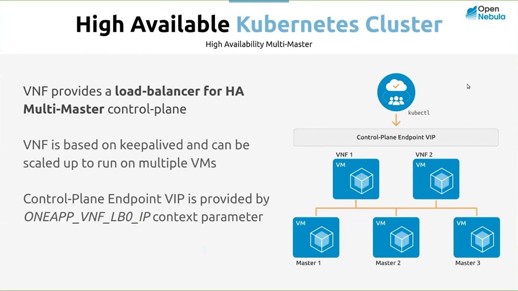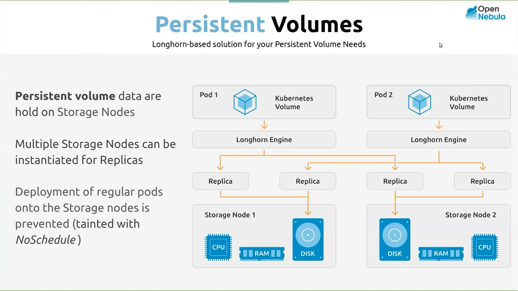Yeah, so I already talked about VNF. It's just a load balancer, and it implements NAT. It's based on Keepalived, the VRRP protocol, so you can scale it up to multiple nodes and have an HA load balancer for the control plane, basically. Next slide, please. Yeah, and we deploy Longhorn as a solution for persistent storage.